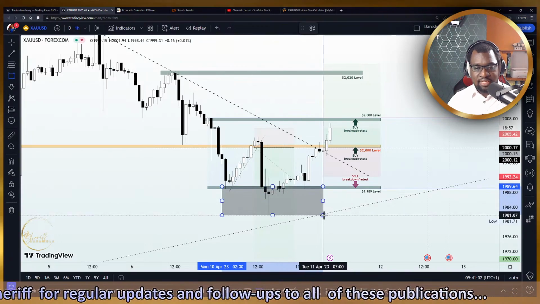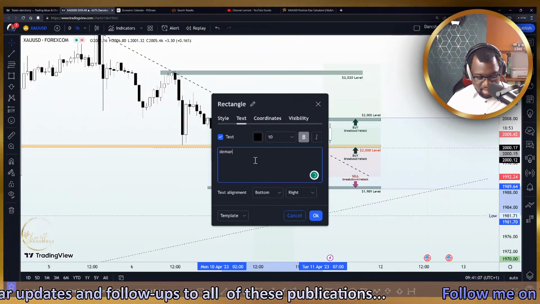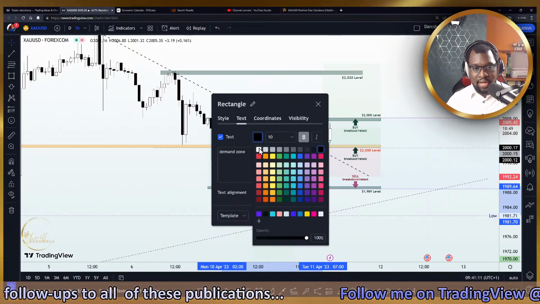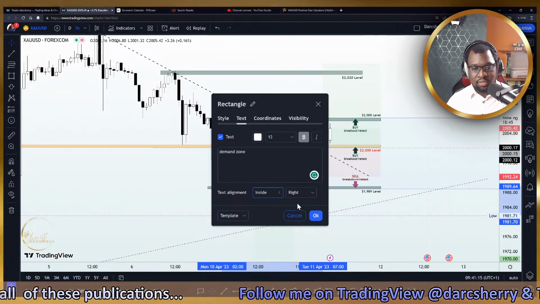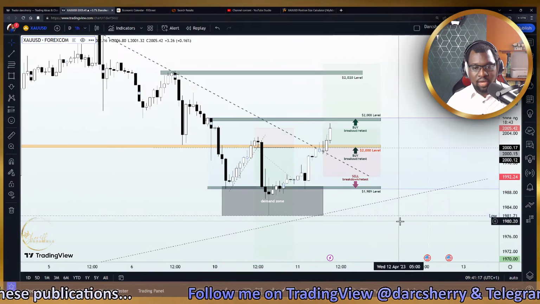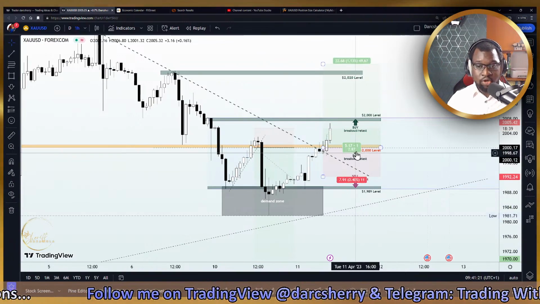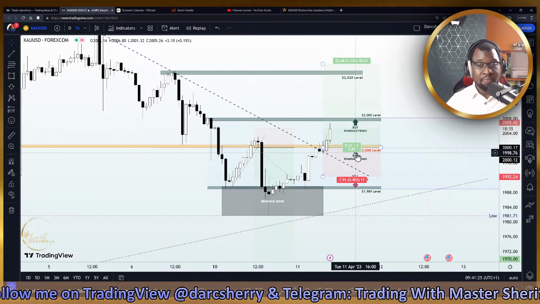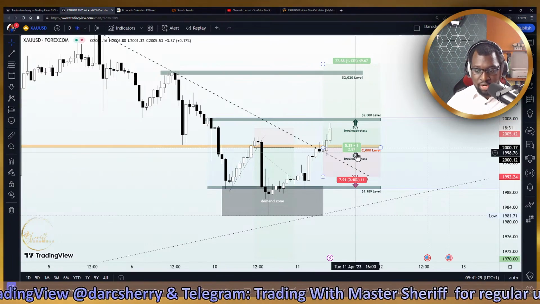So what I will be doing here is to acknowledge this area as our demand zone for the week. So we have a demand zone sitting around this area. Let's label it the demand zone for this week. I'll be giving this a white color, 12 inside the box. So here we have a demand zone already. So we continue to look out for more buying opportunities as long as price trades above the $2,000 mark and the bearish trend line that was broken this morning.